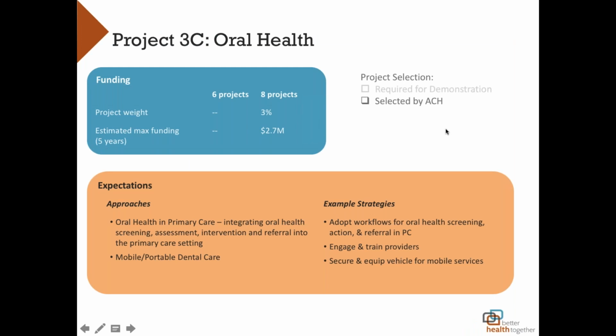All right, so looking at oral health. The oral health project weight is at 3%, and our estimated max funding before the cuts was 2.7 million for that project. So this is definitely a smaller project area as far as the funding goes. Now the approaches that are listed include oral health in primary care, so that's applying a fluoride varnish in a primary care setting and also doing oral health screening and assessment in primary care. And then the other model is mobile portable dental care.